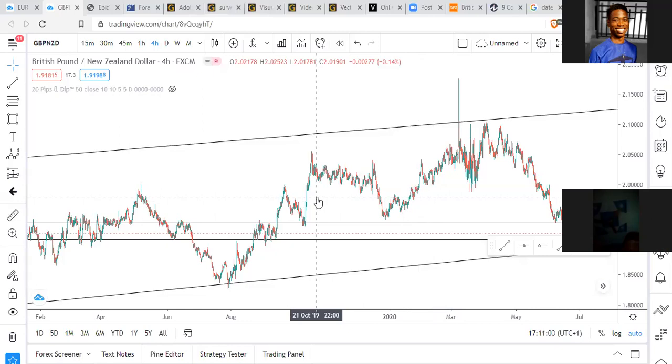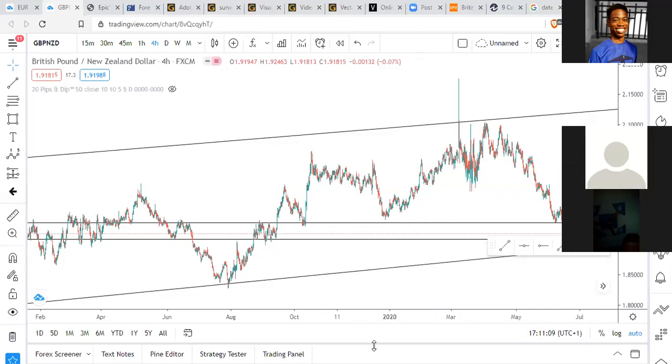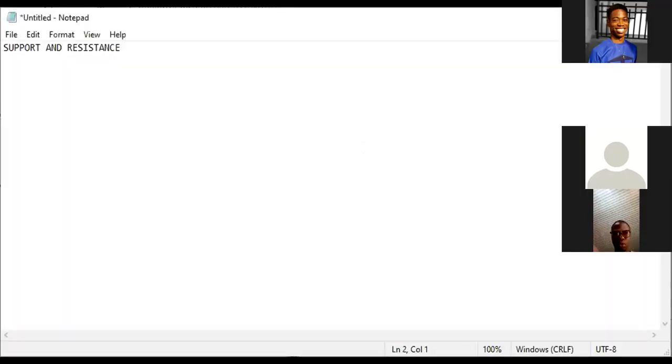Okay, so when we talk of support and resistance, we are talking of key areas where price rejects or reacts. These are key areas where price reacts.